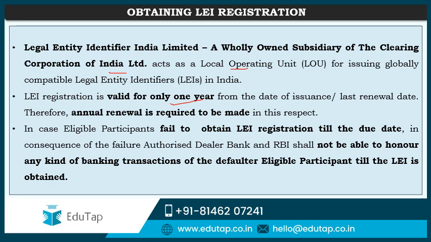Further, in case you are an eligible participant, you have to obtain this LEI code. If you were required to obtain this LEI code, but you failed to obtain the registration till the due date, then it has been specified that in consequence of the failure, authorized dealer banks and RBI shall not be able to honor any kind of banking transactions of the defaulter eligible participant till the LEI is obtained. So if you have defaulted in obtaining this code and you visit any authorized dealer bank or RBI, then that bank or RBI is not going to honor your banking transactions if you continue to default.